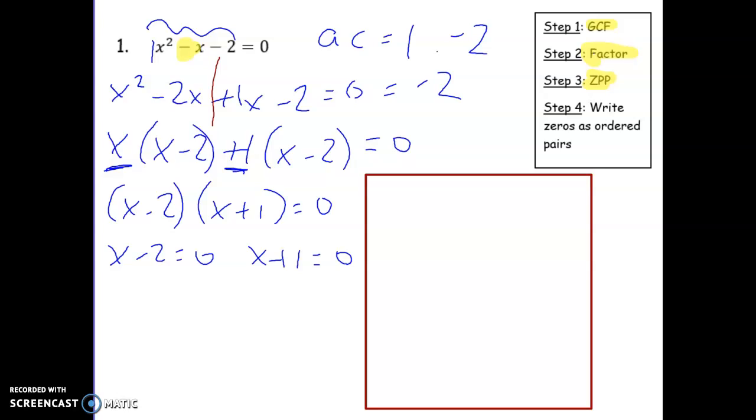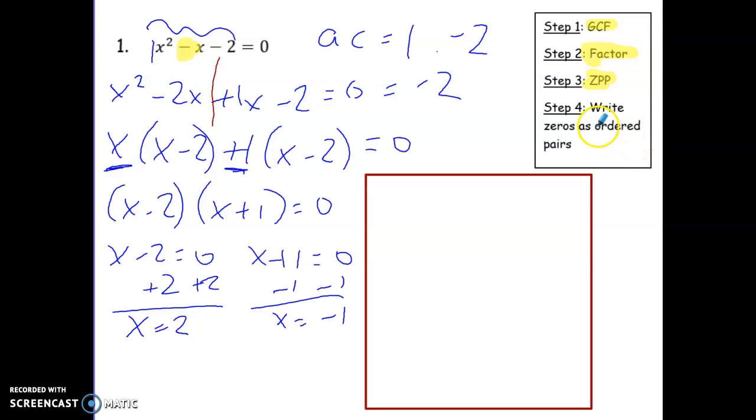The one on the left, I'm going to add 2 on both sides. And I get x equals 2. The one on the right, I'm going to subtract 1 from both sides. And I get x equals -1. So those are the solutions to this quadratic that we have right here as an equation. We can see it's an equation because it has an equal 0.